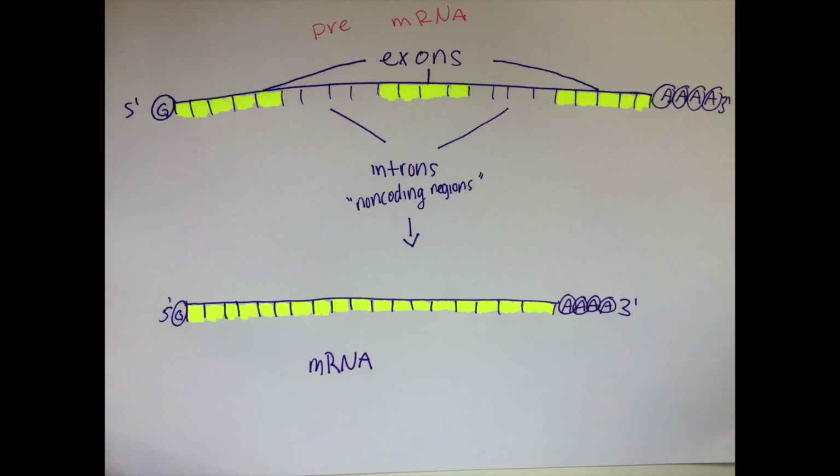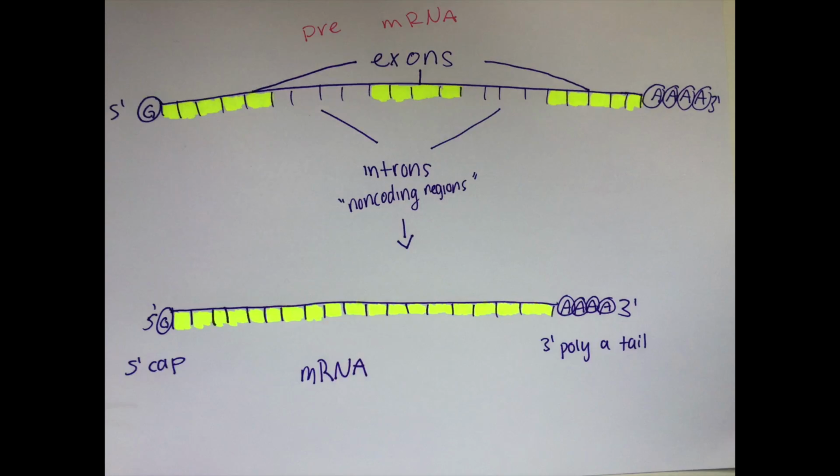Once the introns are taken out, you're left with a strand of messenger RNA. Notice the unusual endings. On the 5' end, there's a modified guanine called a 5' cap, which both protects the mRNA and helps it adhere to ribosomes for translation. On the 3' end, there is a chain of multiple adenines. This is called a 3' poly-A tail, and it protects the messenger RNA strand from degrading while it travels through the cytoplasm.